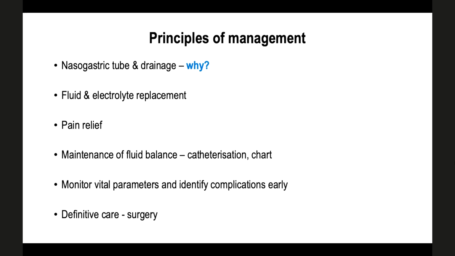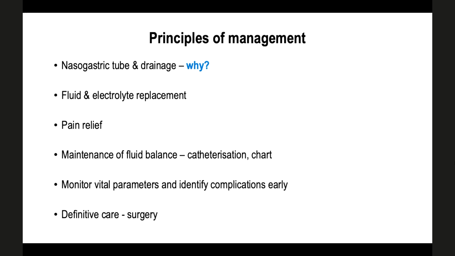Patients have colics, so you would give them opioids like morphine for pain relief. As I told you, very important to put a catheter in these patients and maintain a fluid balance chart and monitor vital parameters, look for complications like bowel ischemia. And once we've resuscitated these patients, if they don't resolve, then we go for definitive care, which is usually surgery.